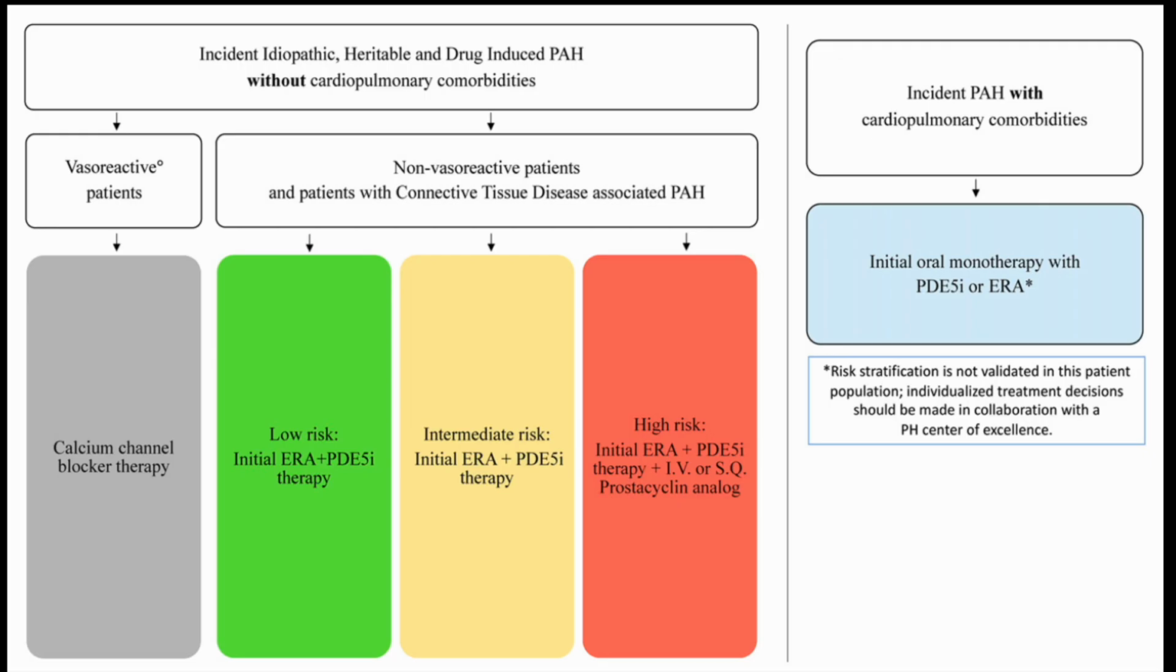Step 1 is reactivity testing. Do this in all patients with idiopathic, hereditary, or drug inducible PH. If the vasoreactive test is positive, then start a calcium channel blocker. For non-vasoreactive or connective tissue disease related PH, risk stratify the patient into low risk, intermediate risk and high risk.